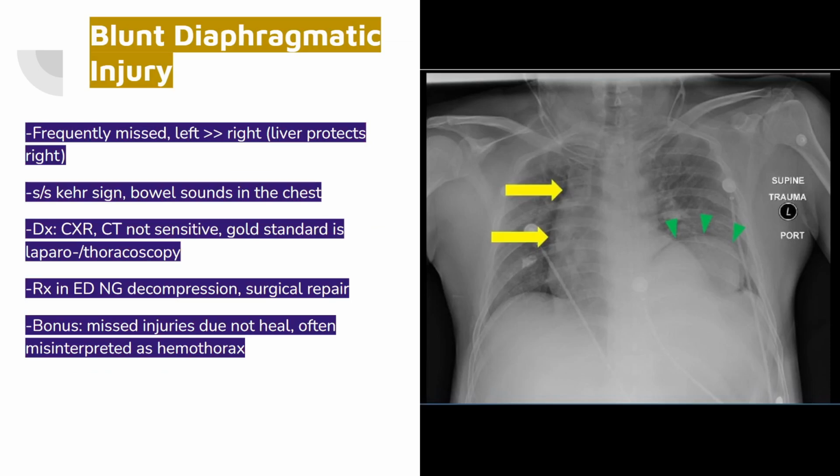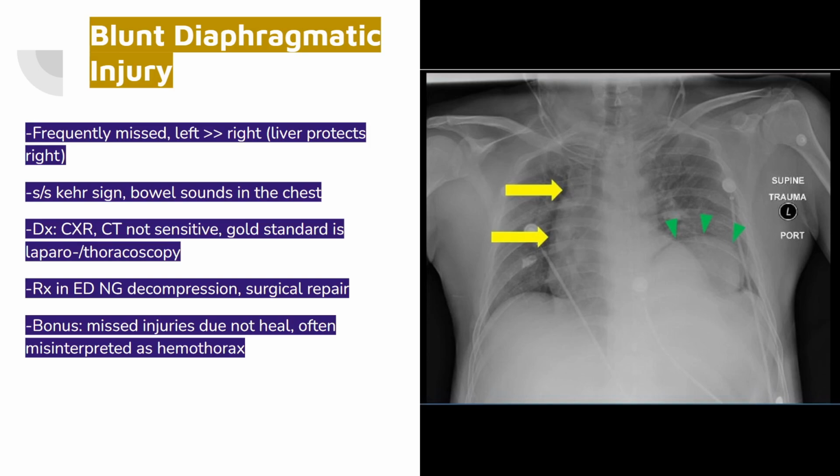Blunt diaphragmatic injury, right? Frequently missed because the static imaging of CT and X-ray often do not identify them. Think Kehr's sign, right? They're going to have shoulder pain from a diaphragmatic injury, bowel sounds in the chest, okay? Gold standard is laparoscopy or thoracoscopy.